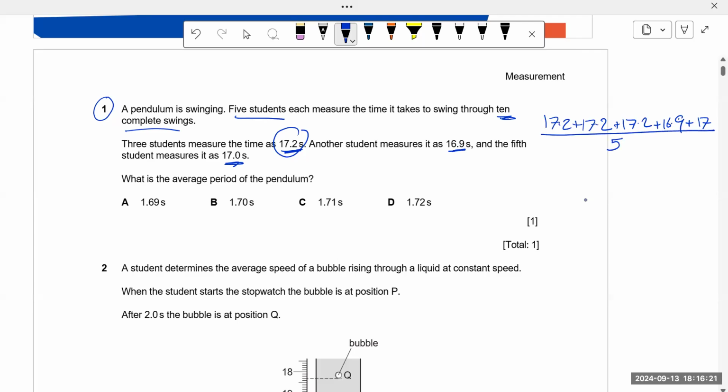Okay. طيب الرقم اللي هيطلع لي ده هيطلع 17.1. Is this the average period؟ لا. ليه؟ لأنه قال لي ده 10 swings. هم عملوا measurement ل 10 swings. يبقى ال average period هيبقى إيه؟ 17.1 over 10 اللي هي 1.71. So the answer is C.